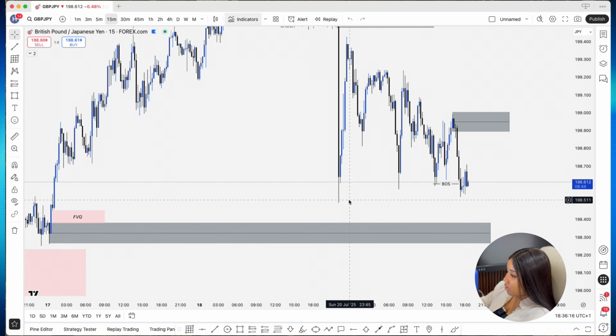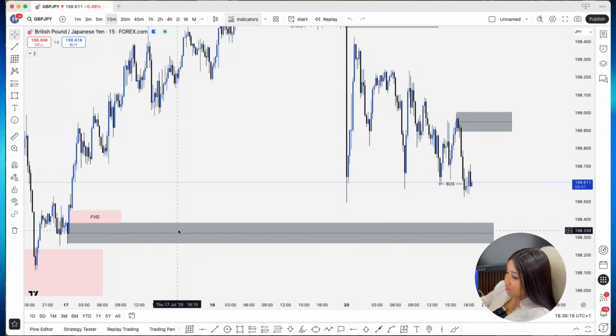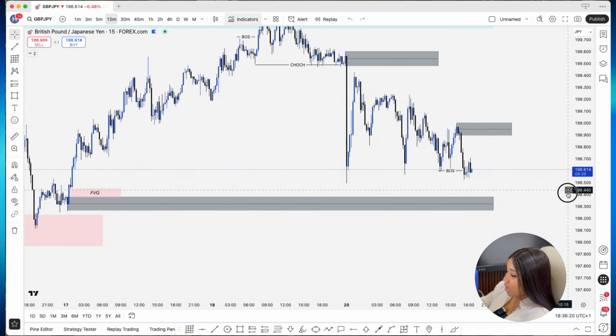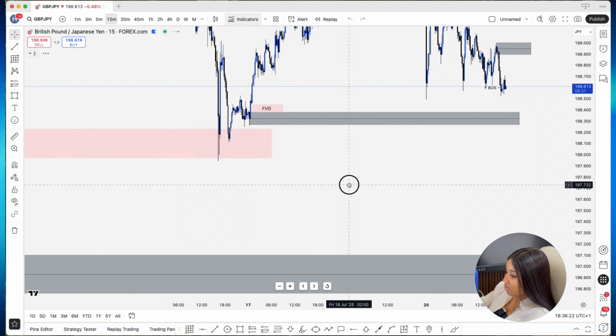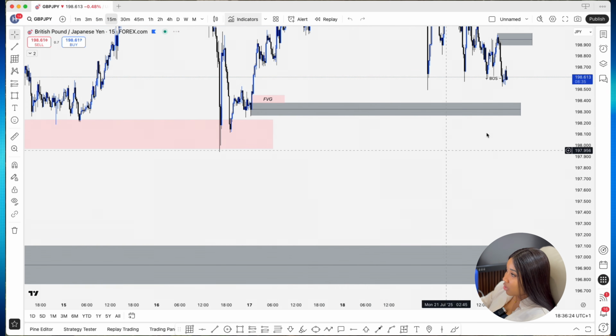So all these things will be liquidity. Now, knowing that this origin is here and we also have the one below, you can see from 15 minutes, it is very far.